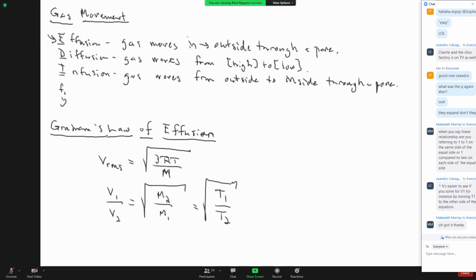So this is when T is the same. We can compare the ratio of the masses and how they move. And this is when the mass is the same, so the same gas, we can compare the different temperatures of the gas and how well molecules move through that gas and how great the movement of those molecules are. This V here is the velocity.